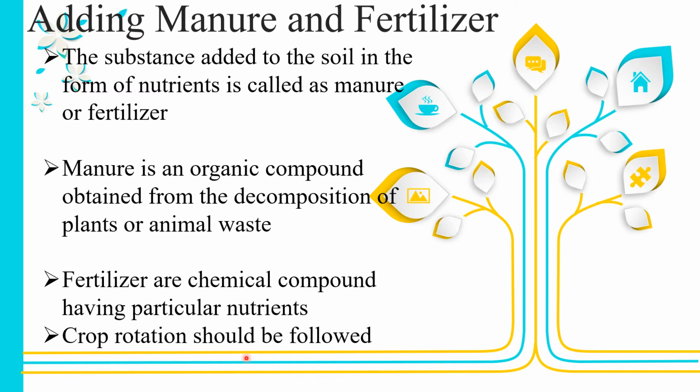At the same time, if we select a crop like leguminous plants, they will also fix nitrogen to the soil, and this is also one natural method of enriching the fertility of the soil. So crop rotation is a very important practice which is farmer friendly as well as environment friendly.